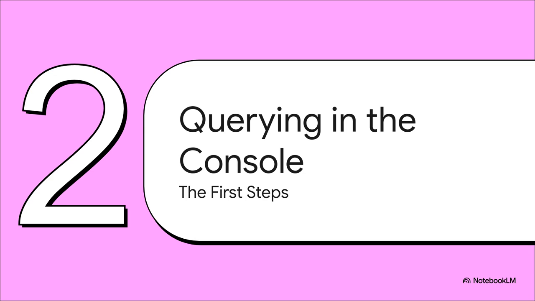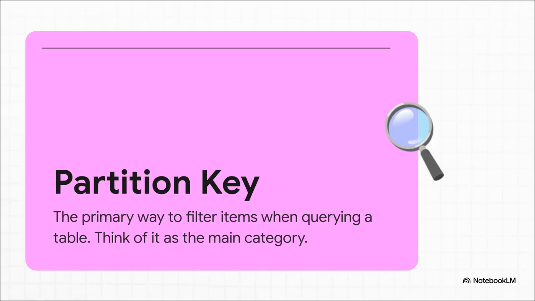Now, the student in this project started where most of us do, right inside the AWS Management Console. You know, the web interface. It's the perfect place to poke around and start exploring. Before we can run our first query, we have to talk about the most important concept in all of DynamoDB, the partition key. This is the main identifier for your data. The best way to think of it is like the main folder or the main category where your piece of data lives. When you want to find something, you have to tell DynamoDB which partition, which folder to look in.